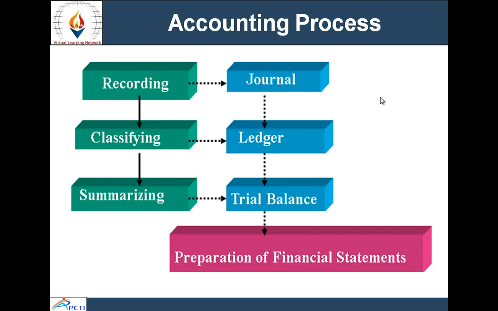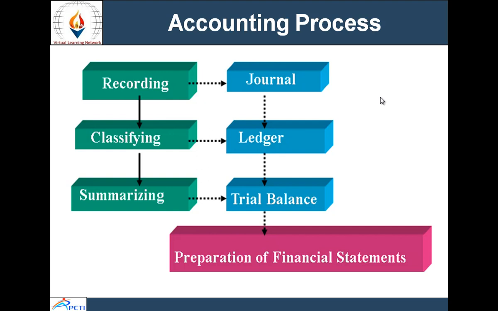Next is summarizing the transactions. The next step is to prepare a year-end summary known as final accounts. But before preparing the final accounts, we prepare a statement called trial balance in order to check the arithmetic accuracy of the books of account. If the trial balance tallies, it means that the transactions have been correctly recorded and posted into the ledger.